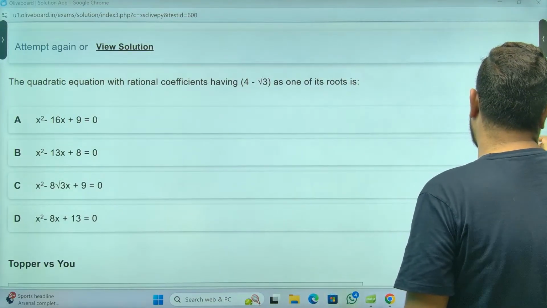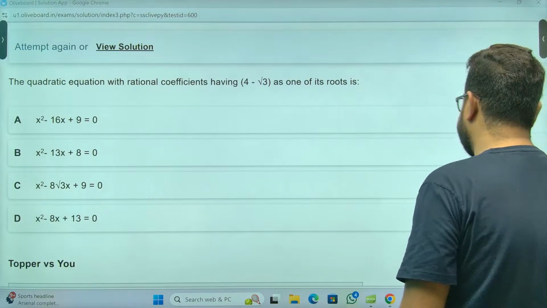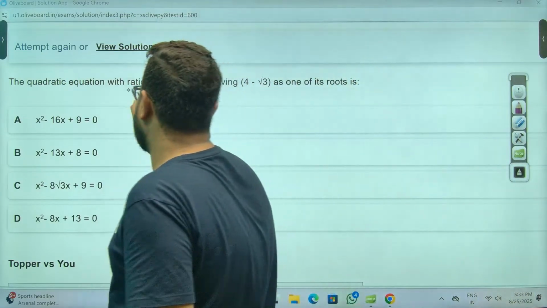Next one, sir. Next one, sir. Rational coefficient, ye sab chodo, sir.